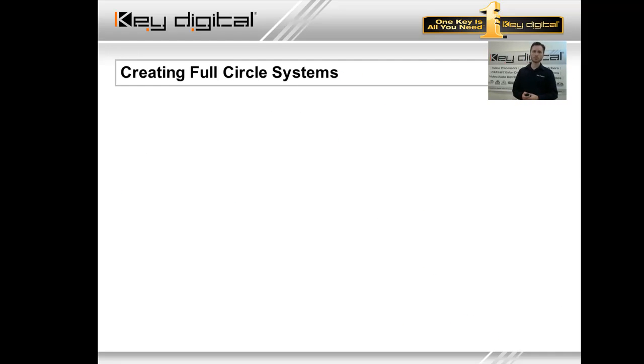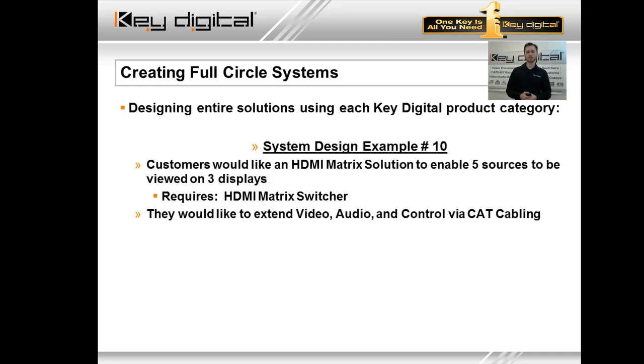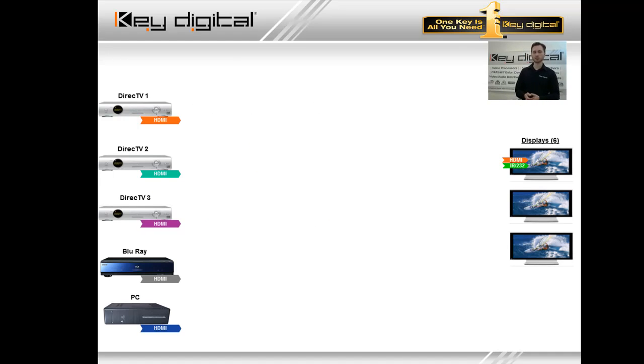Proceeding now to system design, example number 10. Customer would like an HDMI matrix solution enabling 5 sources to be viewed on 3 displays. We know the many-to-many requires an HDMI matrix switcher. They'd like to extend video, audio, and control via Cat cabling, which is going to require bound devices, but also Cat6 shielded cabling because we want it to marry in with this matrix. So let's take a look here. Our 5 sources: DirecTV 1, 2, and 3, Blu-ray, and PC. This PC has HDMI output.